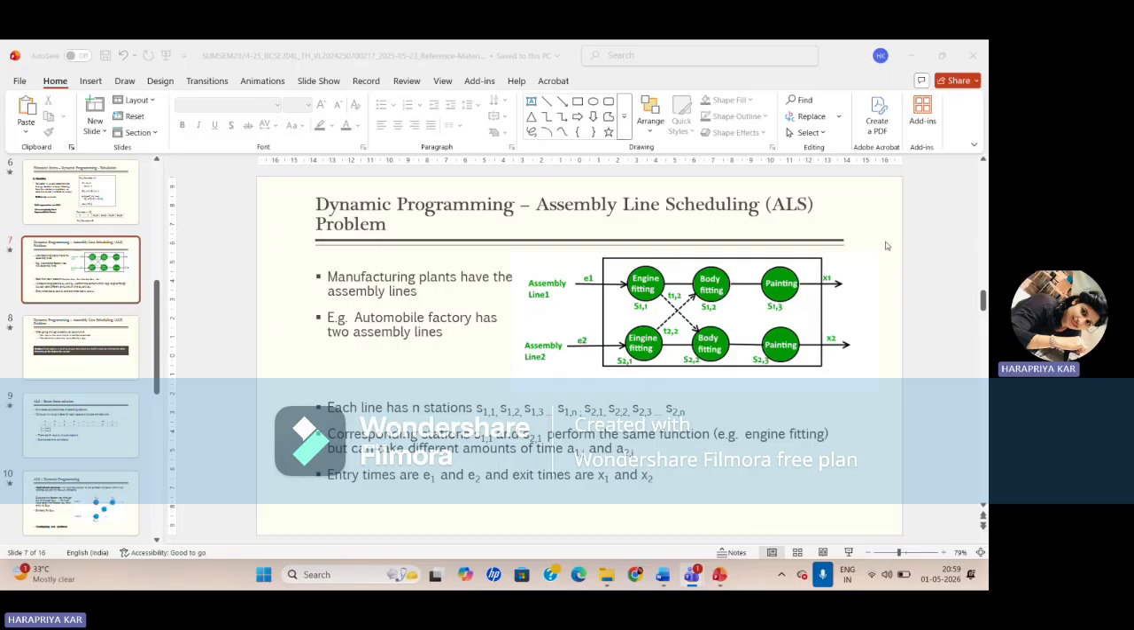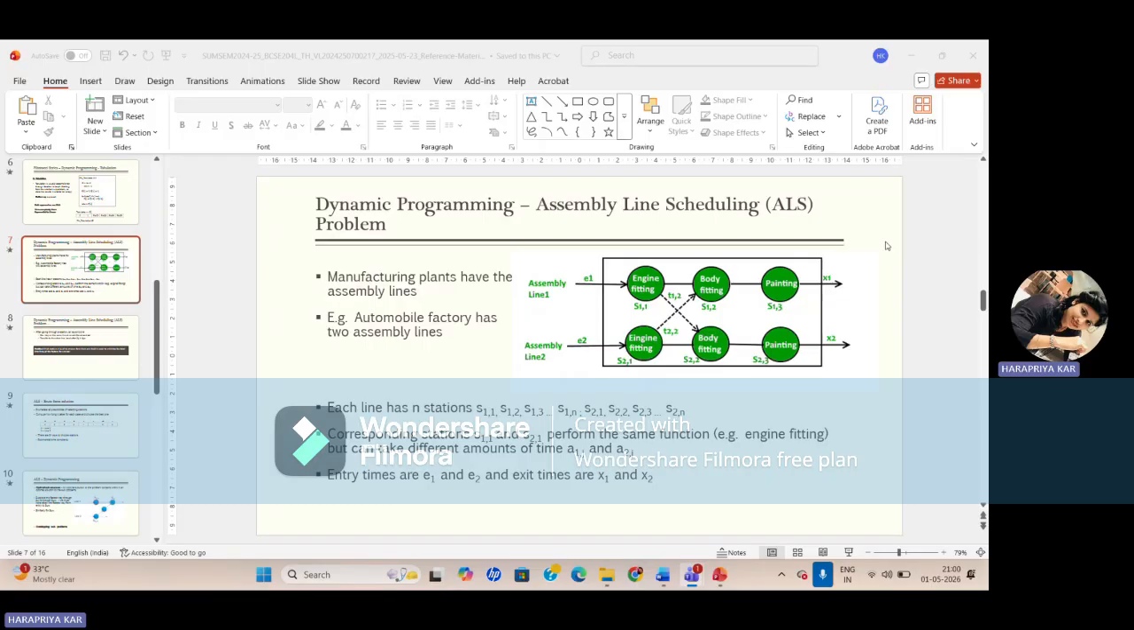Today in this lecture, we are going to discuss assembly line scheduling. What is the assembly line scheduling problem, and how can we solve it with the help of the dynamic programming approach?